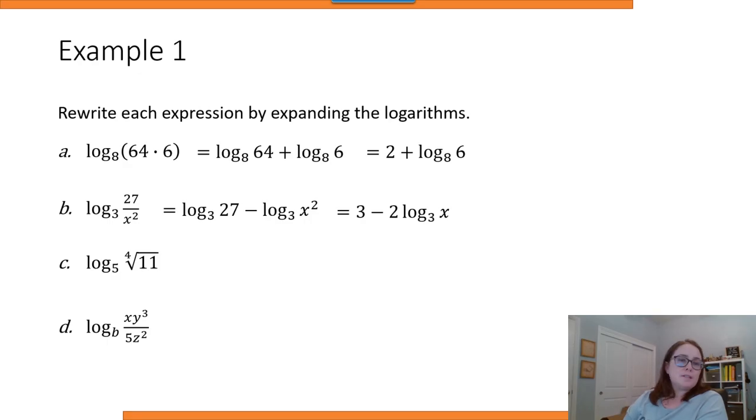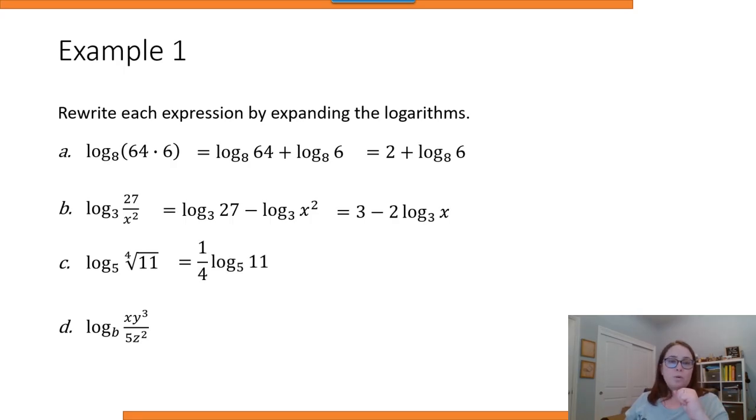The next one is log base 5 of the fourth root of 11. Here it might look like, gosh, there's nothing I can do. But if we remember that a root can be rewritten as an exponent, I can rewrite the fourth root of 11 as 11 to the 1/4, and then I can use the power rule to pull that exponent out front.